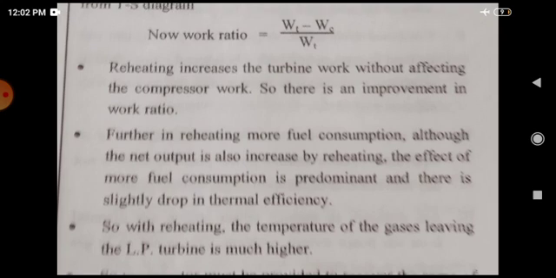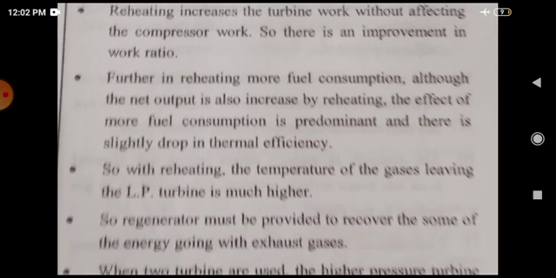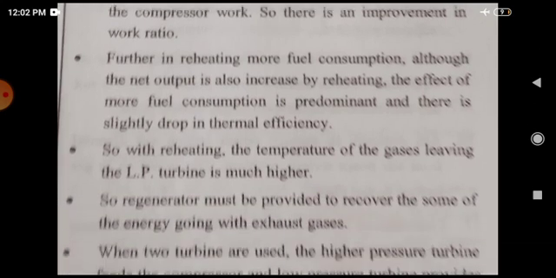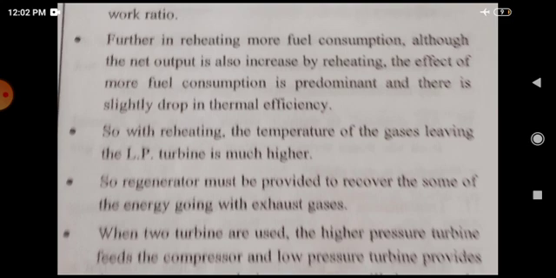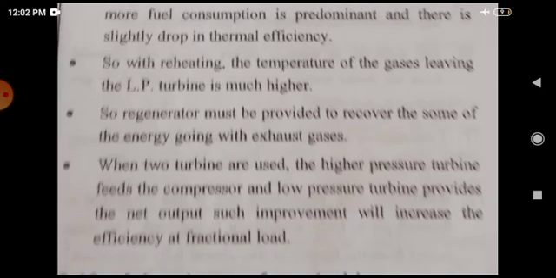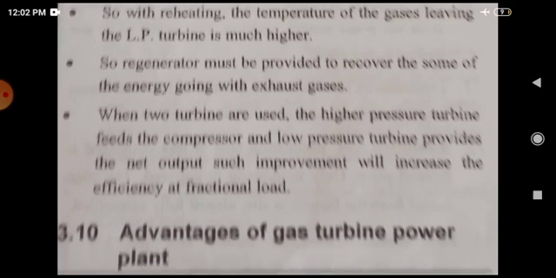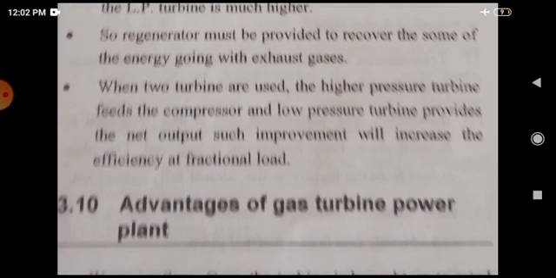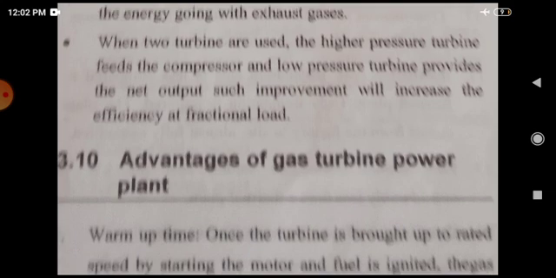Reheating increases the turbine work without affecting the compressor work. So there is an improvement in work ratio. Further, in reheating, there is more fuel consumption, although the net output is also increased by reheating. The effect of more fuel consumption is predominant and there is a slight drop in thermal efficiency. So with reheating, the temperature of the gas leaving the low pressure turbine is much higher. So a regenerator must be provided to recover some of the energy going out with the exhaust gases.